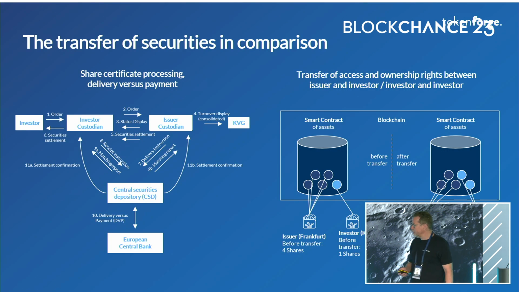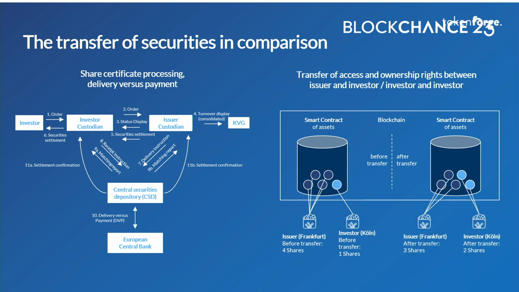So what you can see here is a comparison of how securities are transferred in the old world, in traditional finance, on the left-hand side. This process is about moving an asset from one side to the other. It's the way that was developed over the last centuries, because if we are talking about securities or coins or something like this, we always move something.